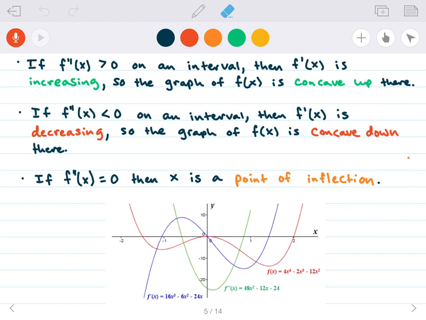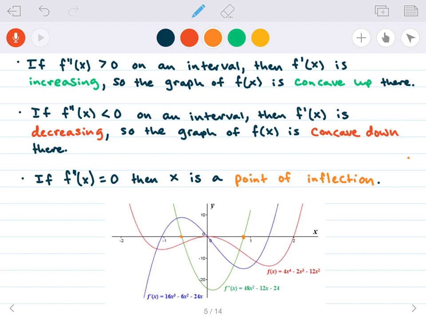Okay, so let's go ahead and analyze these graphs. So again, the red graph is just the regular function, f of x. The blue graph is the first derivative, and the green graph is the graph of the second derivative. So the first thing that I like to do is look at the points of inflection. Remember that the points of inflection occur when the second derivative is equal to 0. In other words, where does it cross the x-axis? And that happens right here and right here.